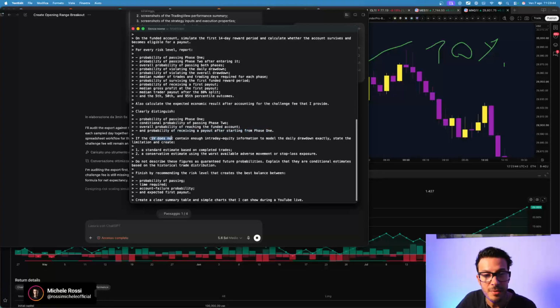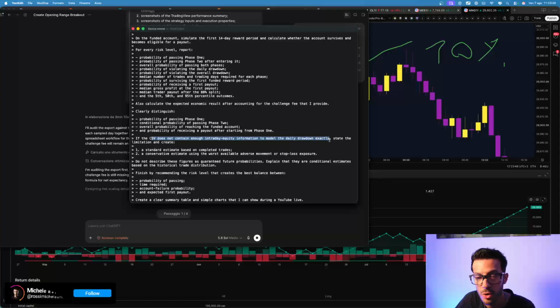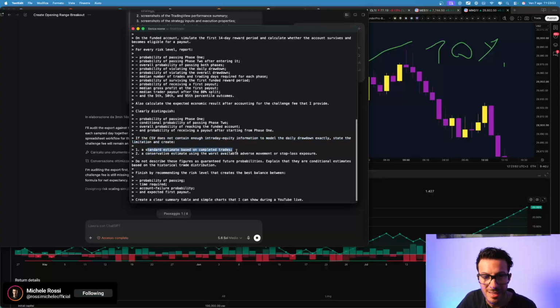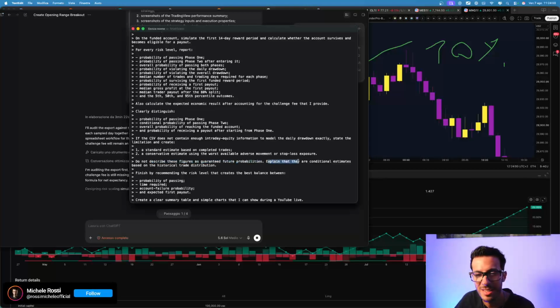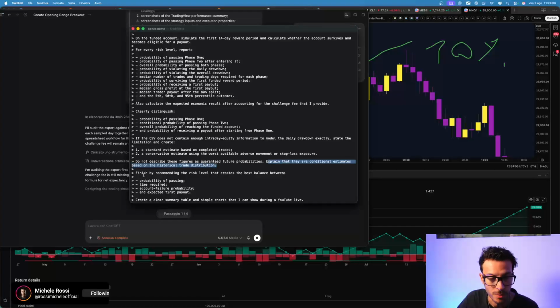If the CSV does not contain enough intraday equity information to model the daily drawdown exactly, state the limitation and create a standard estimate and a conservative estimate. Do not describe these figures as guaranteed future probability. Disclaimer, as always, explain that they are conditional estimates based on the historical trades distribution.